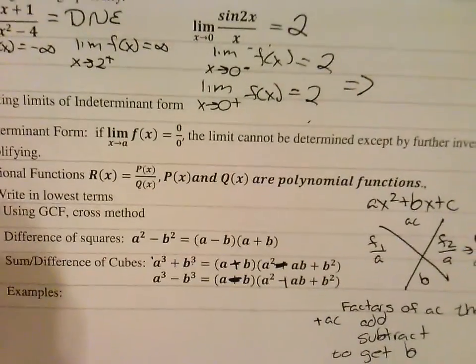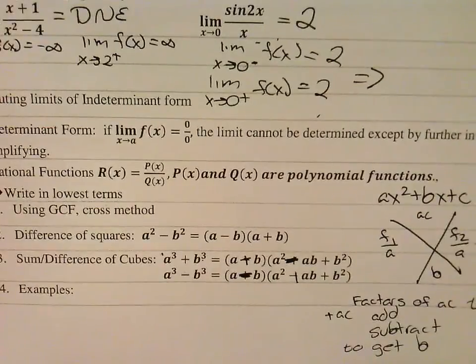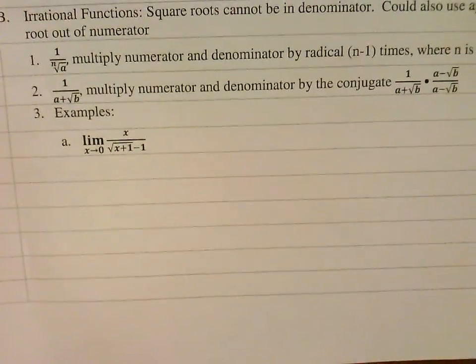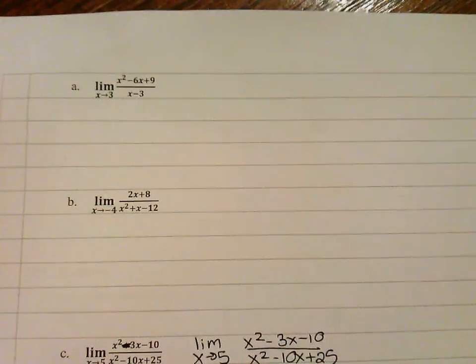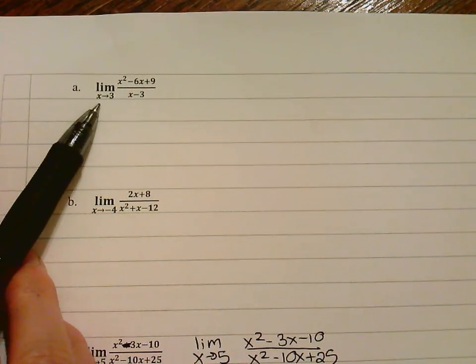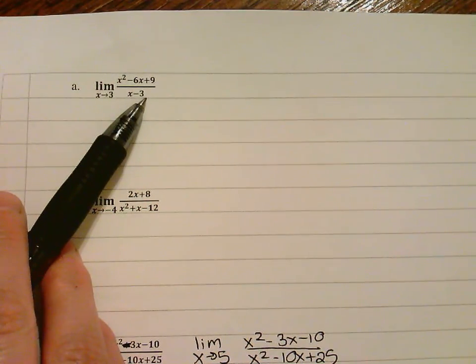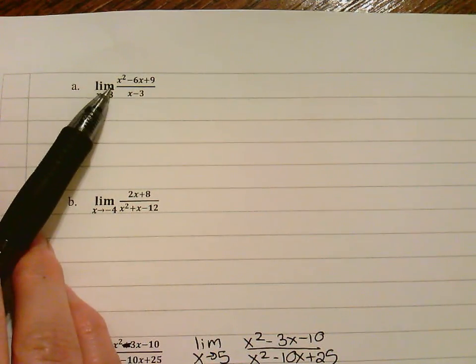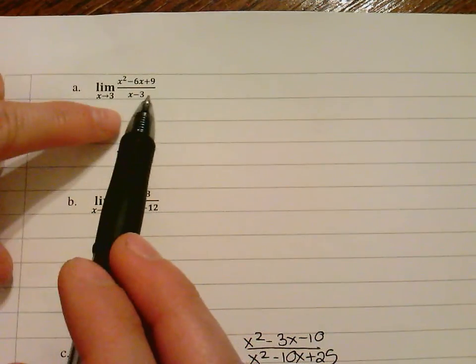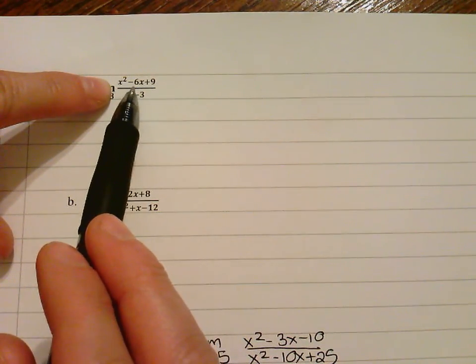Okay, so let's do some examples. All right, so we've got x squared minus 6x plus 9. If I do it strictly by substitution, and if you put in 3 here, you're going to get an undefined value. So you need the factors. If you're looking at the AC method, AC is going to be 1 times 9, and B is going to be negative 6.